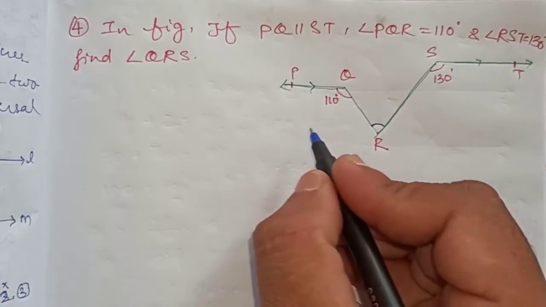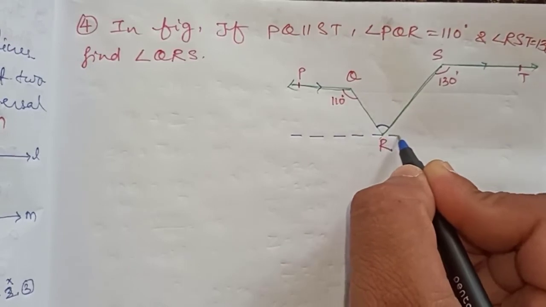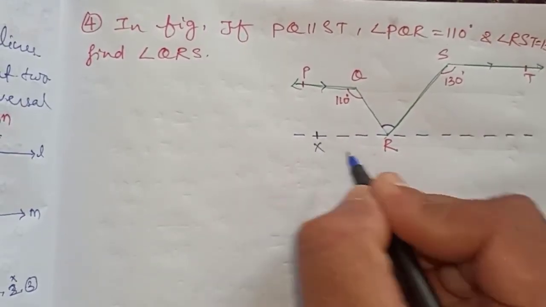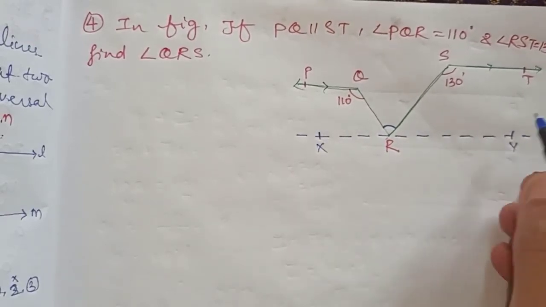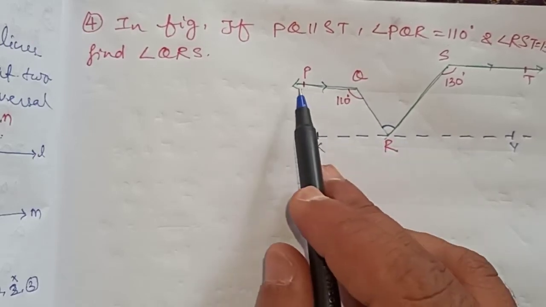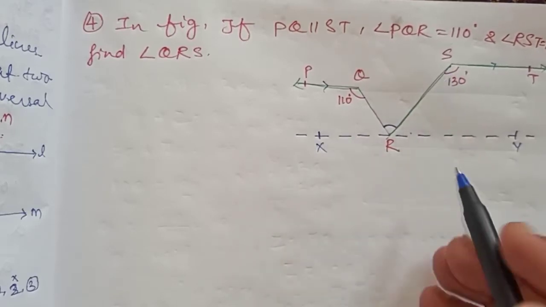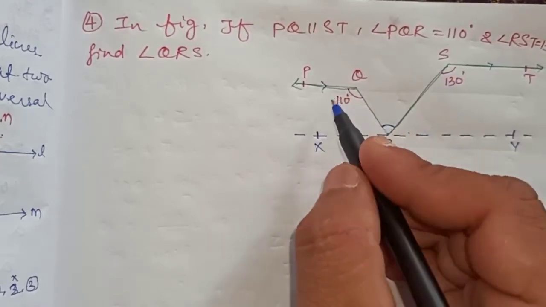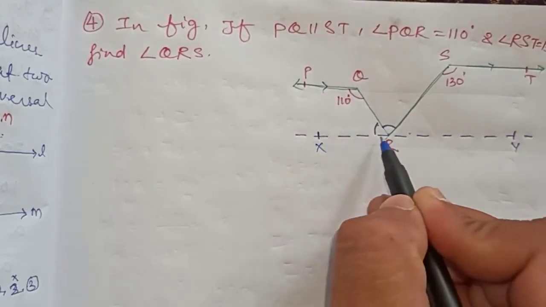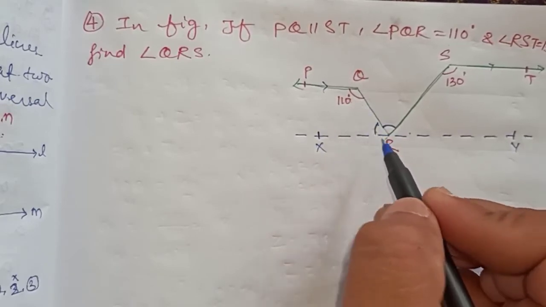So just a construction I will do here. I will just draw a straight line that is parallel to these two, and I will name it as XY, x and y. So I have constructed a straight line which is parallel to PQ as well as ST. It is parallel to both PQ and ST. Why I have constructed? Because now you see this angle looks like co-interior angle, is not it? This is C shape. So these two angles, when we add, we will get 180 degree.